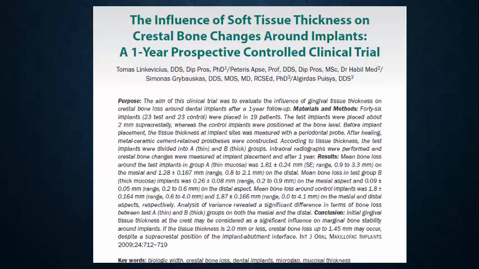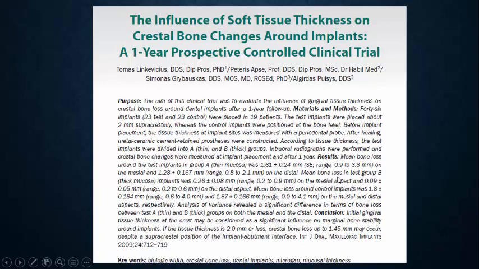So they found that in group A, which is the thin mucosa, there was 1.6 millimeter bone loss on the mesial aspect of the implant, and we have 1.2 on the distal aspect. So there is about 1.5 millimeter bone loss. Even if we place the implant above the bone and we have thin mucosa, we will have some bone loss.